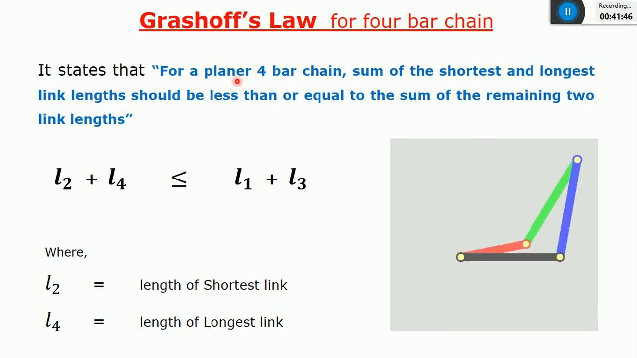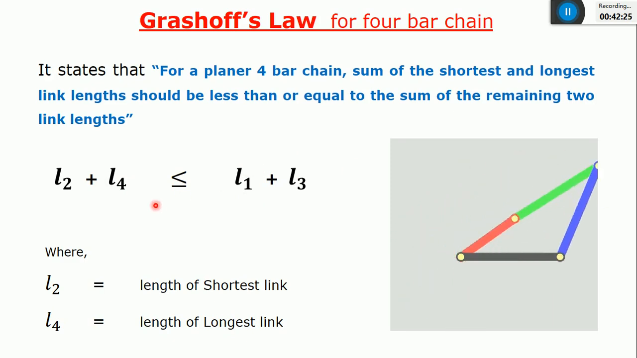sum up the shortest link and the longest link. L2 plus L4, the sum of the shortest and longest link, should be less than or equal to the sum of the remaining 2 links. The remaining are L1 and L3, the frame and the coupler. First you have to list down the shortest and longest link and check this condition. Then only I can transfer the required motion.